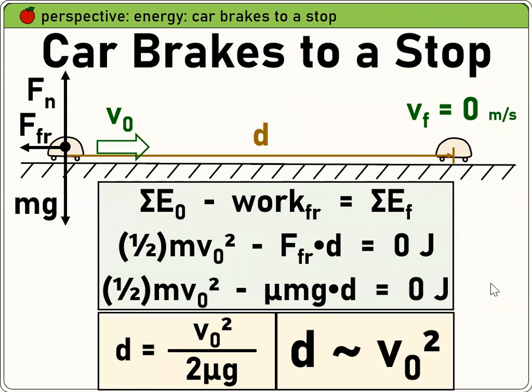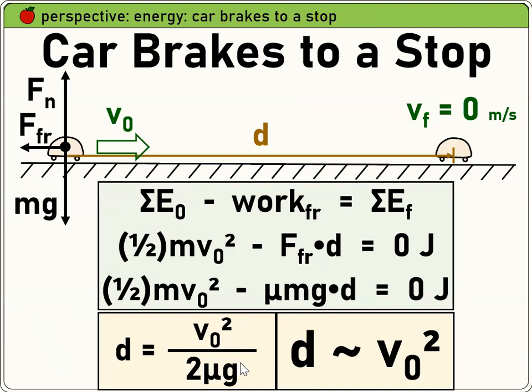Oh, car brakes to a stop. How many times have I brought up this example, right? Here's a classic open system. The car starts off with all kinetic energy. Energy is leaving the system that consists of only the car: friction force times distance, subtract that out, and it ends up with 0 mechanical energy at the end, right? So what is the braking distance as a function of the initial speed of the car? Here's the full equation answer right here.